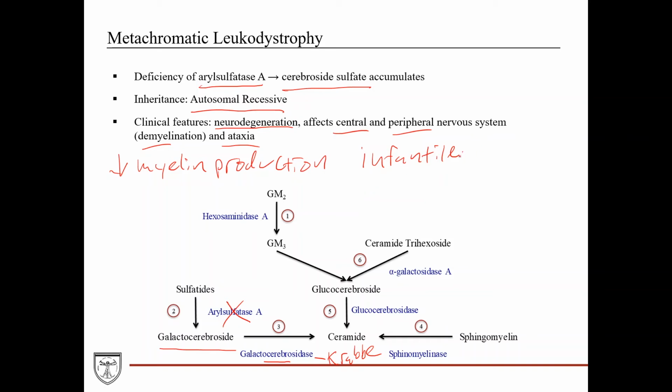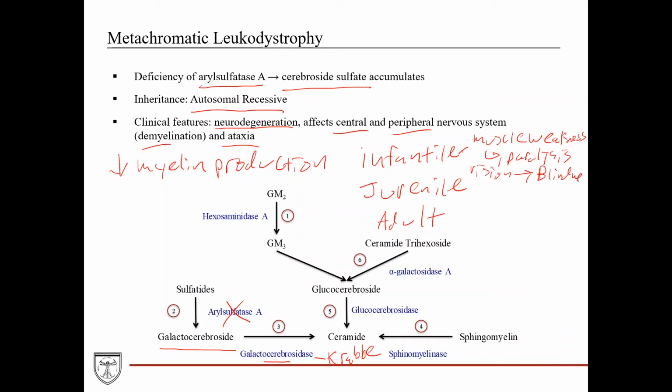So the infantile form, the juvenile form, and the adult form. So these correspond to when they manifest in life. So infantile is obviously during infancy. This is very severe. You see muscle weakness that really progresses to complete paralysis. You see vision issues that really progress to blindness. And really the life expectancy of this is about 5 years of age.